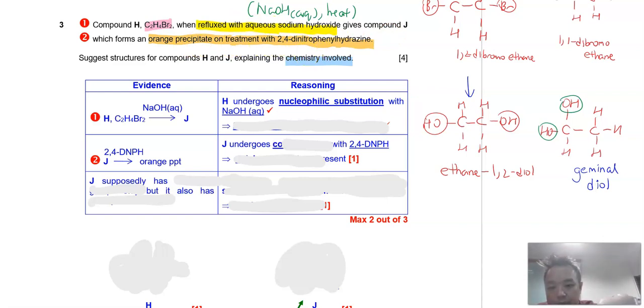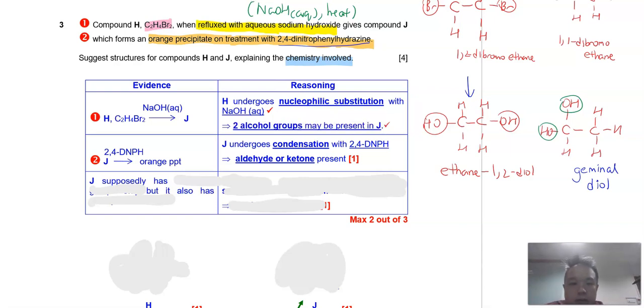The reaction with 2,4-DNPH will be your condensation reaction. Typically, it tests for your aldehydes and ketones, right? Now, for the earlier part, what functional group can we identify from H? H must have 2 alcohol groups, because you have 2 halogenoalkane, so you have 2 alcohol groups. Now, this therefore throws something like a contradiction, because you see in J that you have an aldehyde or ketone, but what you have is actually a diol.